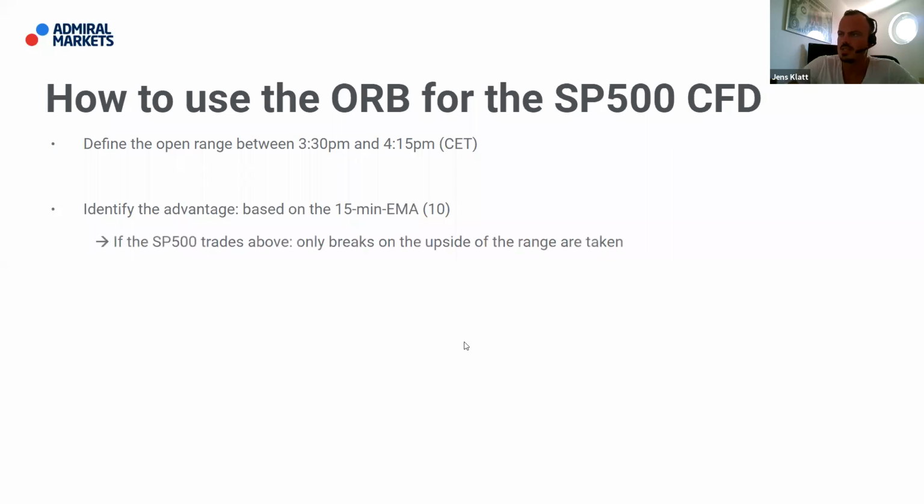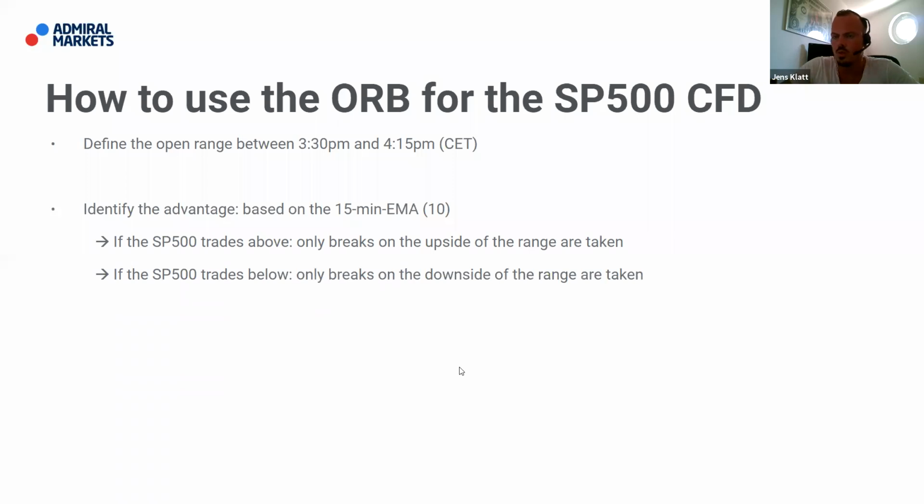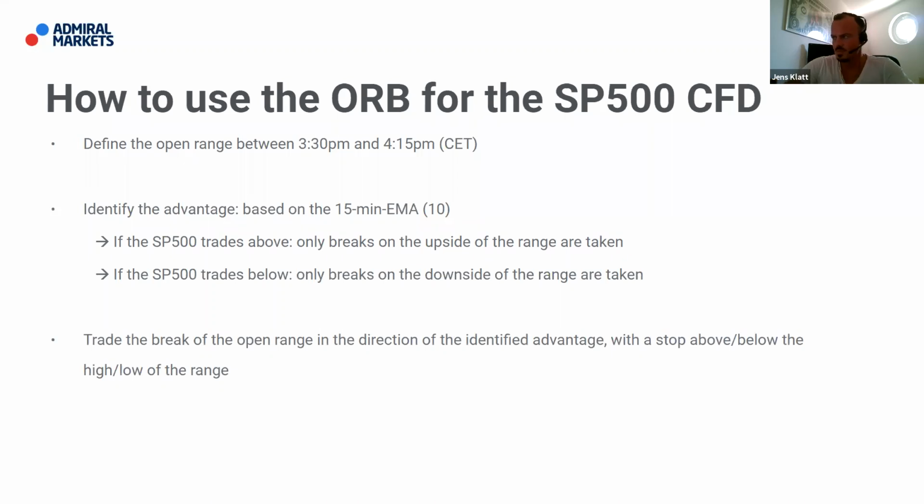So the next step is that you simply say, if we trade above the 15-minute EMA 10, we only trade in direction of the long side. So we only take trades on the breakouts on the upside, while if we trade below, we only take trades on the downside of the range, and that's in fact it. And then, what is really interesting here is not the stop.